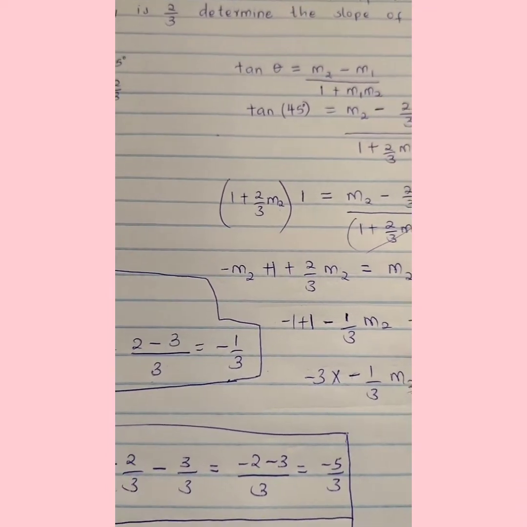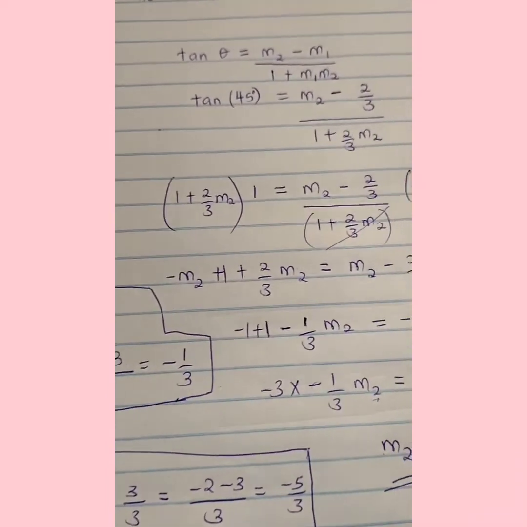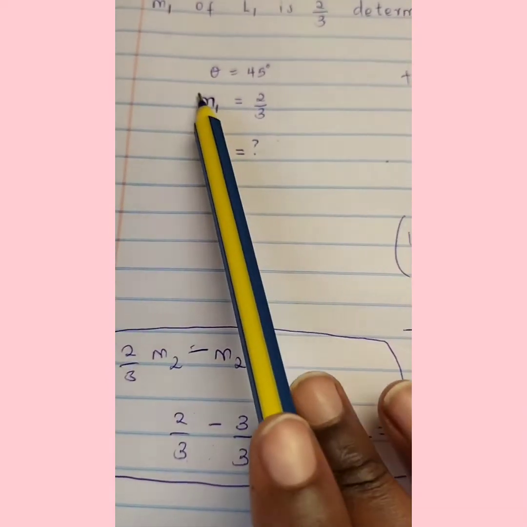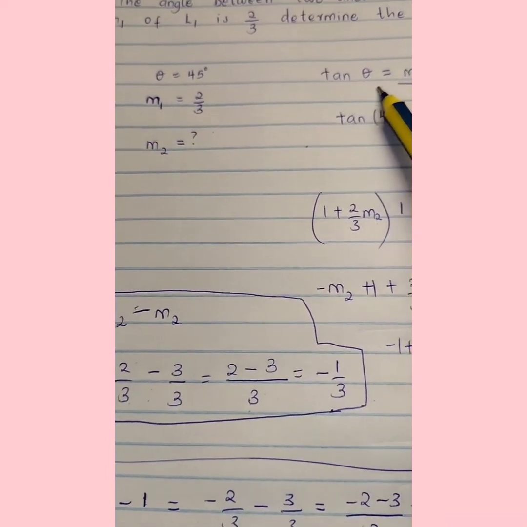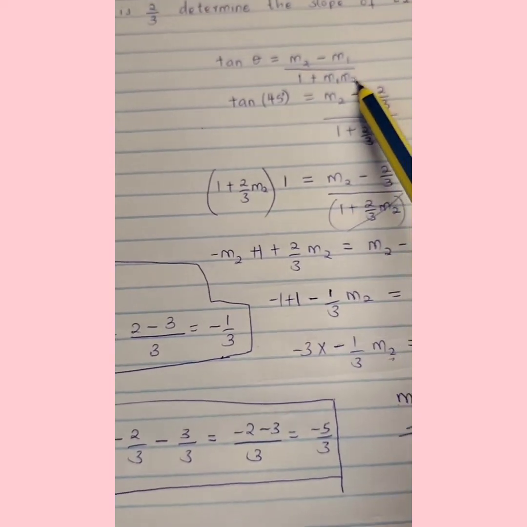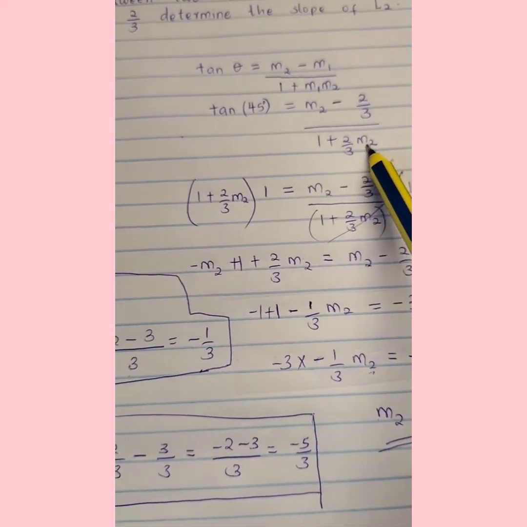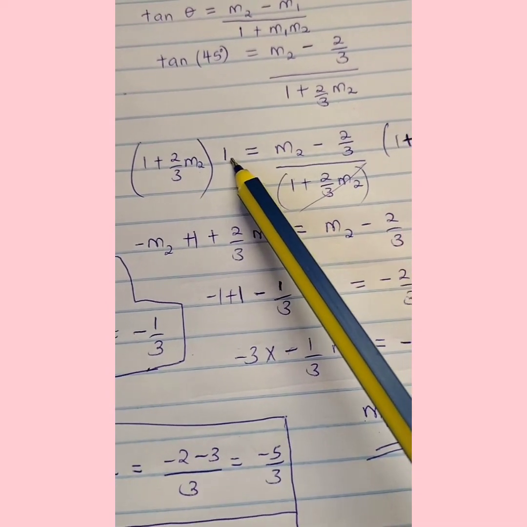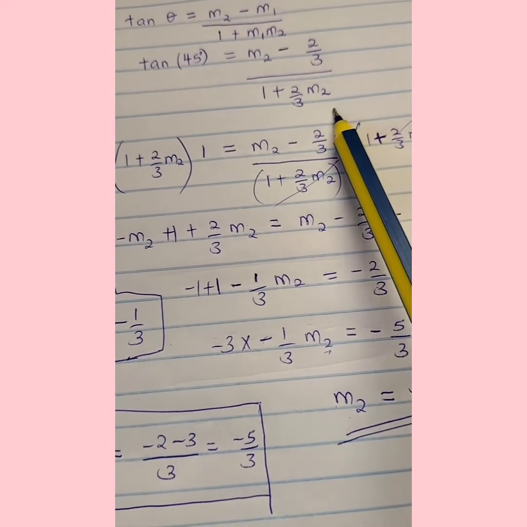m, I said, is used to represent gradient. So m1 is the gradient for line 1, m2 is the gradient for line 2. In the question we are given theta, we are given the gradient for line 1, so we want m2. So here we substitute tan theta with tan 45. m2 we don't have, m1 is 2 over 3, the same for the denominator, 1 plus 2 over 3 times m2. Tangent of 45 is 1. And now we have 1 plus 2 over 3 m2 in the denominator.